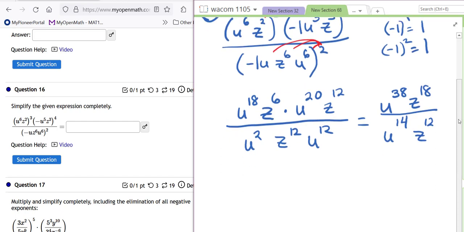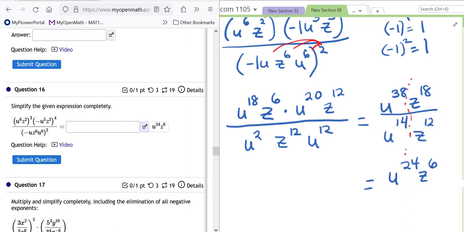This kind of problem, I like to think of these as categories. I'm going to think u's and z's, right? And so it's easy from here. When you have that fraction, you're going to keep the base and subtract. So for the u's, we're going to keep the u. We're going to subtract 38 minus 14. So that is going to leave me 24, right? And then the z's. So 18 minus 12 will leave me 6. So a lot of work there. I hope I have the right answer.